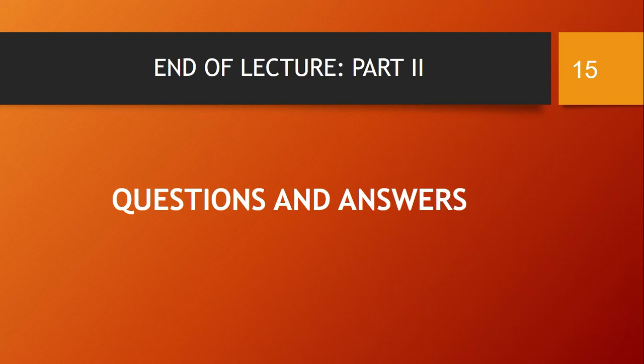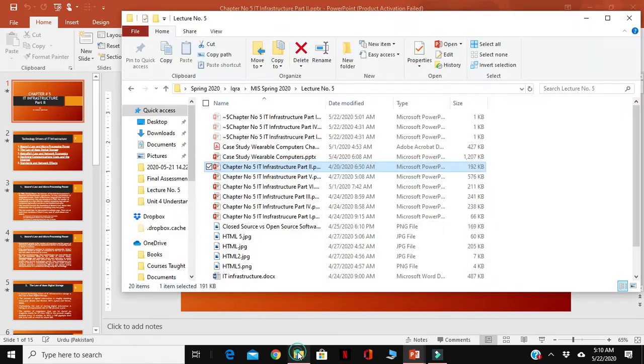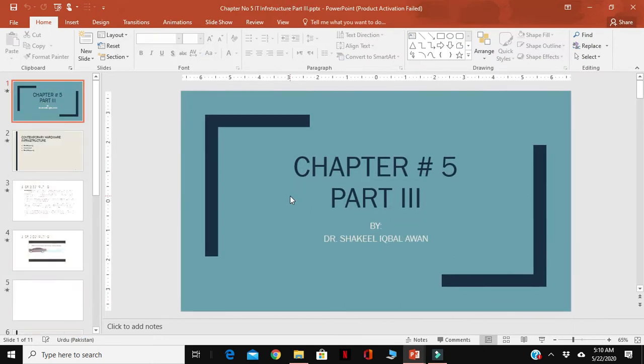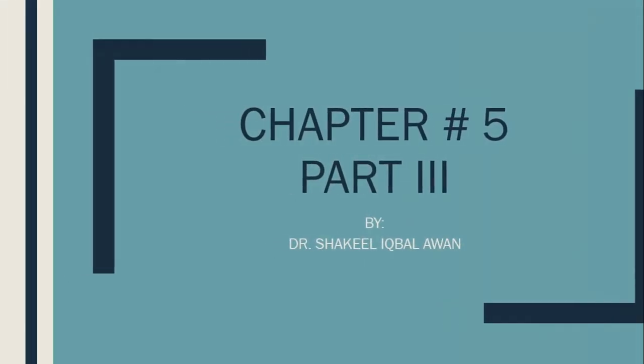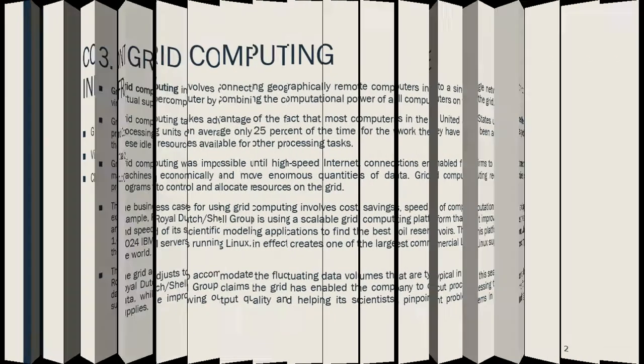So that was the end of part 2 of this lecture. Let's move to part 3. So quickly, okay, this is the lecture, chapter 5, part number 3. Let's see what we covered in this. Obviously, we are discussing the contemporary hardware infrastructure. So in this lecture, we covered 3 hardware infrastructure trends: grid computing, virtualization, cloud computing.